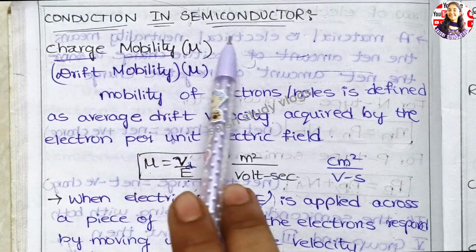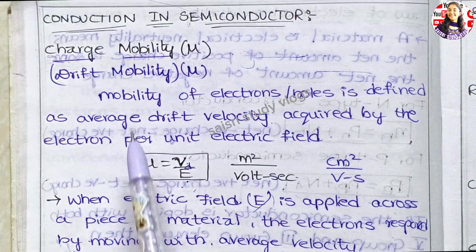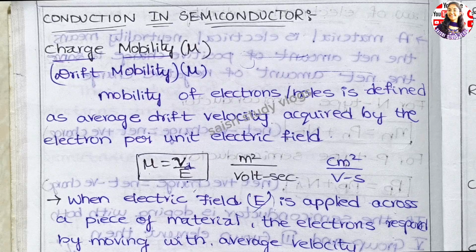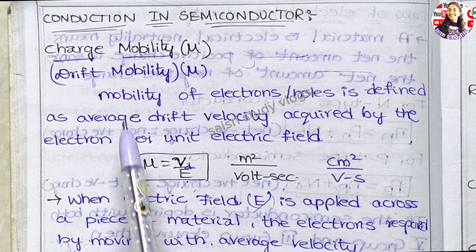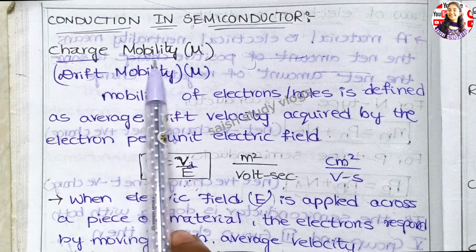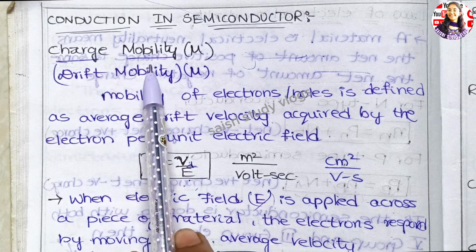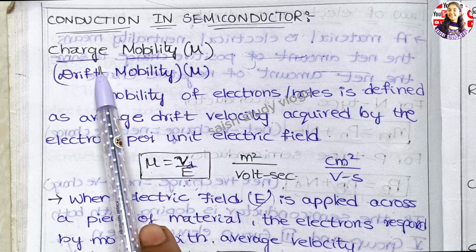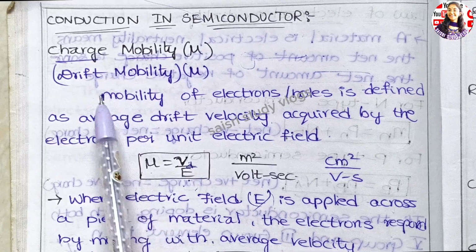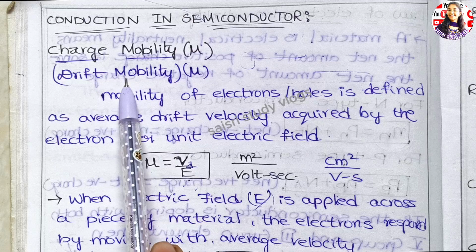In the topic of conduction in semiconductor, first we have to learn some of the terms. In that, the first one is the charge mobility. So, the name itself tells you what is meant by charge mobility. It is the movement of the charges, either holes or the electrons. It is also known as drift mobility.